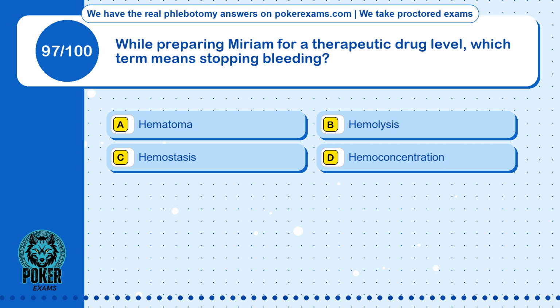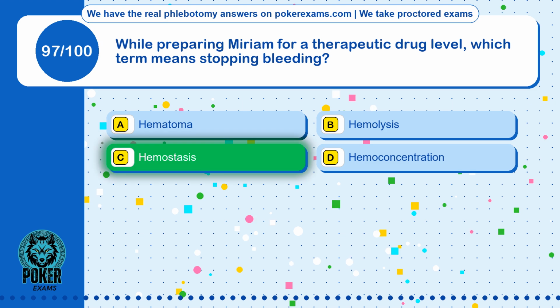Question 97. While preparing Miriam for a therapeutic drug level, which term means stopping bleeding? Option A hematoma. Option B hemolysis. Option C hemostasis. Option D hemoconcentration.